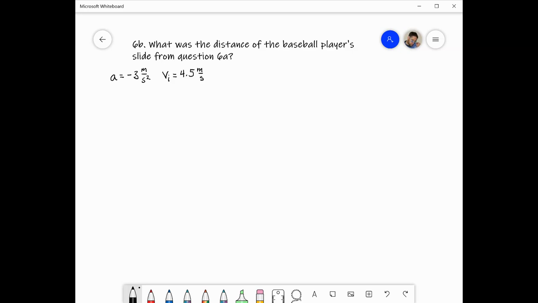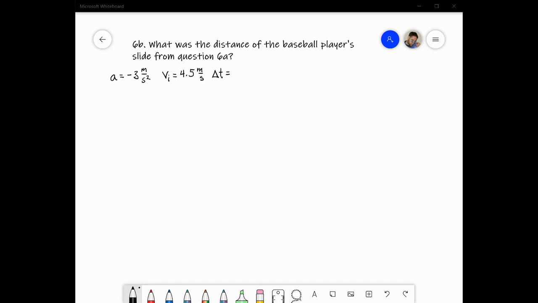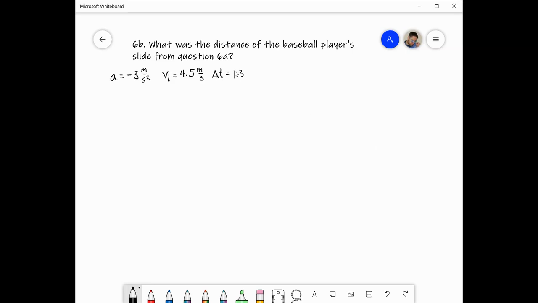I don't think I'm going to need my final velocity, and you'll see why that's the case in just a moment. And then I also need my amount of time, the duration of the slide. So my change in time for this problem, I might have to look it up in just a moment. The change in time was 1.3 seconds. All right. So 1.3 seconds. I think that's all the information that I need from the last one.